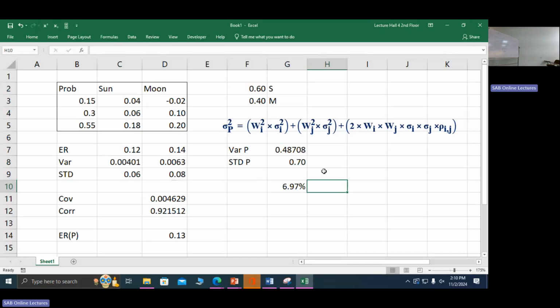Weighted average standard deviation. If we take the weighted average standard deviation of the individual stocks, it comes to 6.97. 6.97 is the weighted average standard deviation value.